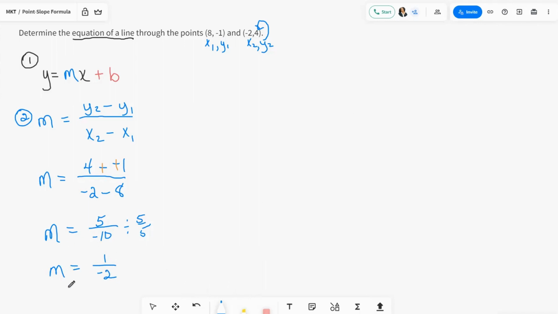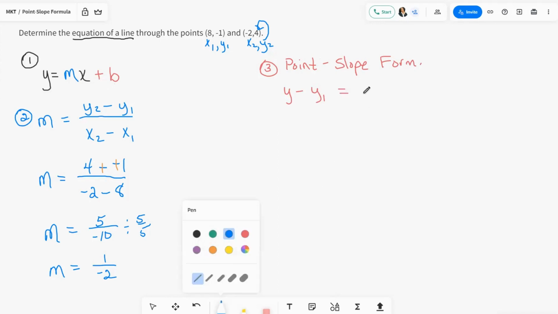Now that we've got that slope, we are going to plug it into this equation. But how are we going to do that? Well, now we need to find the rest of this equation. We're going to find the rest of this equation by using our point slope form. Well, what is the point slope form? I'm so glad you asked. We're going to fill in our point slope form of y minus y1 equals our slope, which we already know, multiplied by x minus x1.